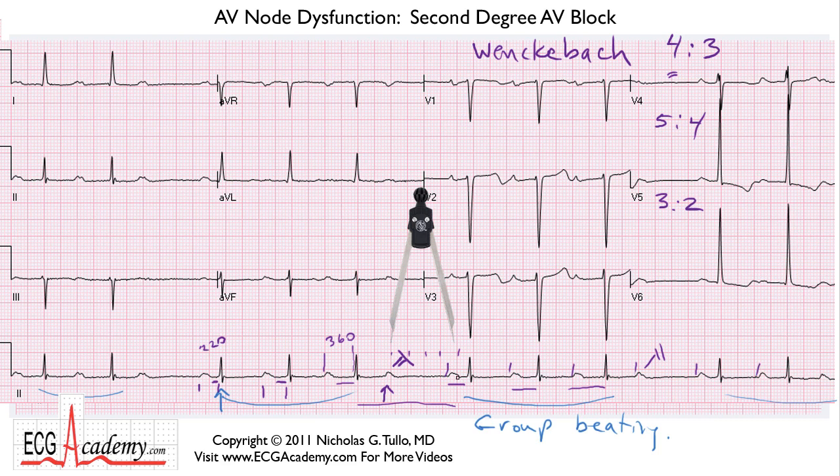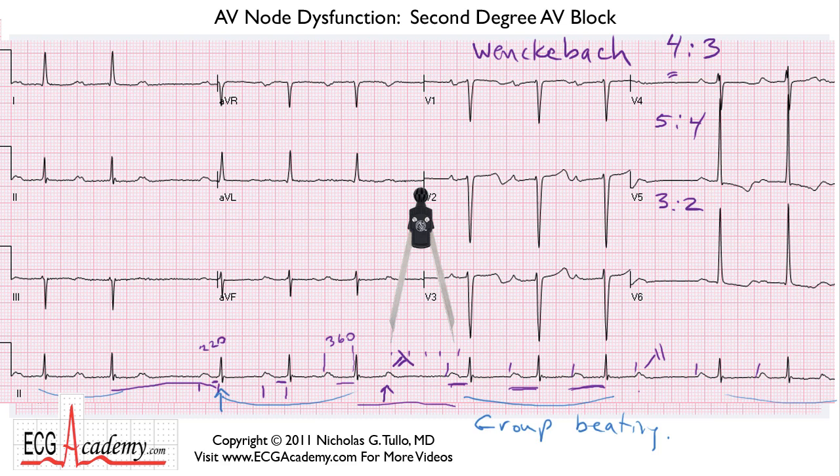And what happens is the AV node delays the signal progressively, the PR gets longer, and then fails to conduct. Now, there's a way that you can check to see if indeed you have classic Wenckebach, and that is the rule of the pause. The pause should always be less than 2 times the previous R to R interval.